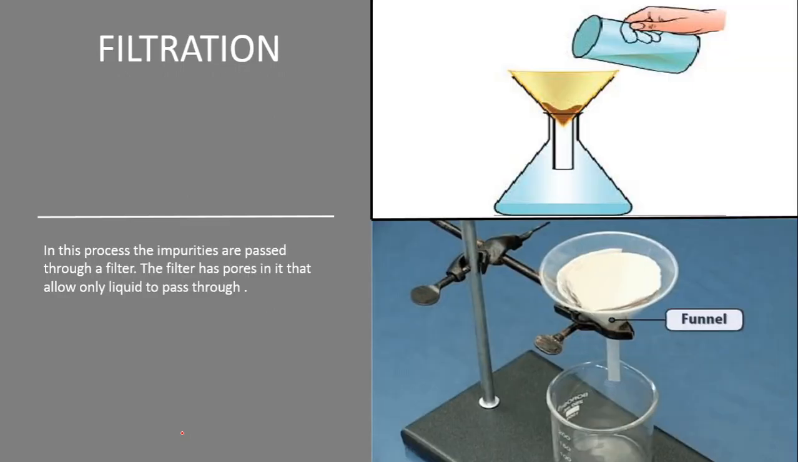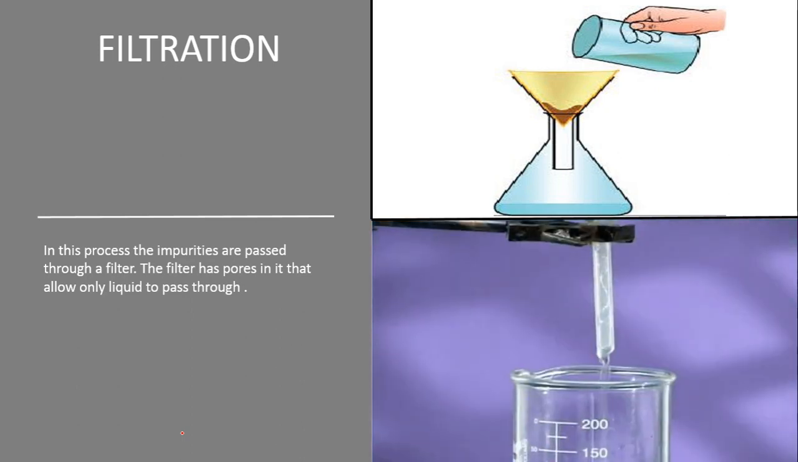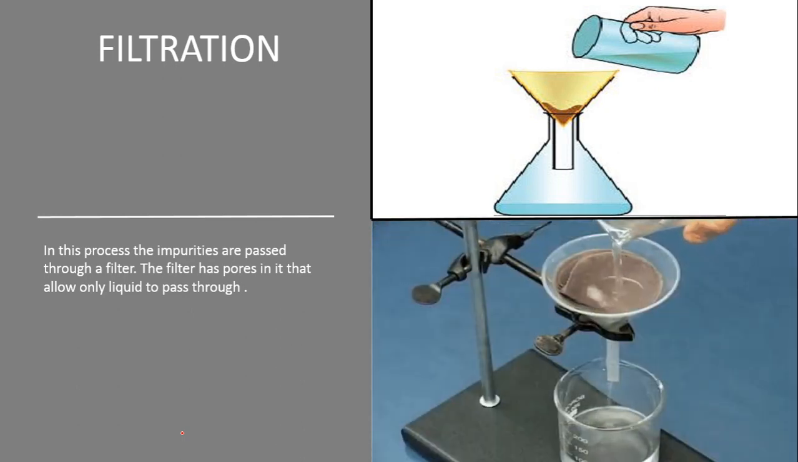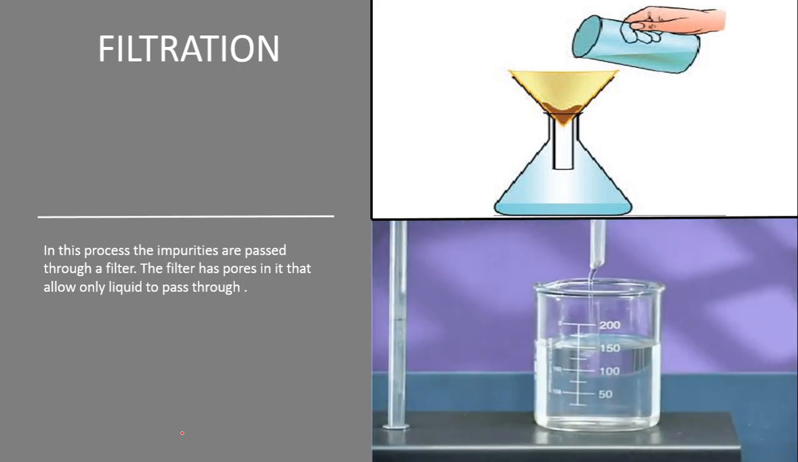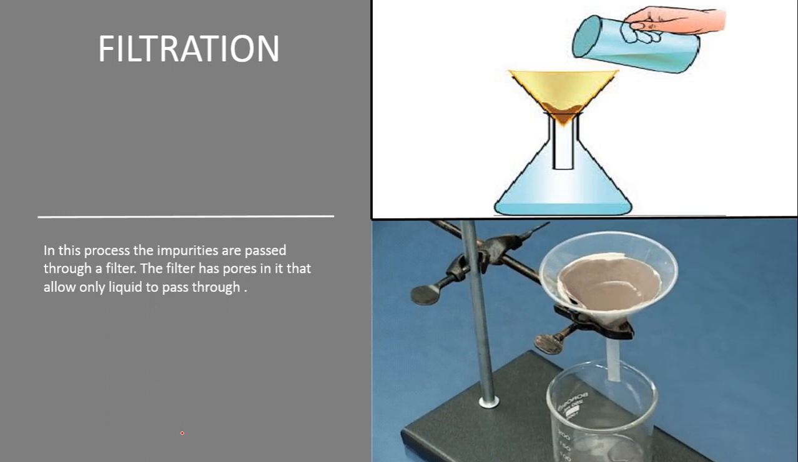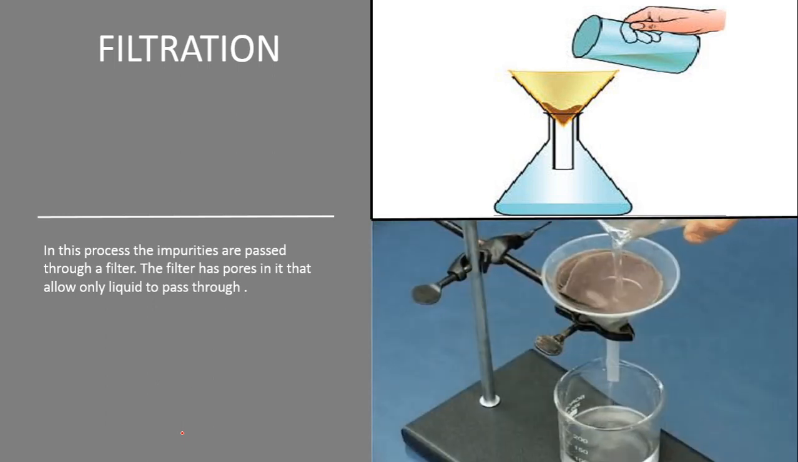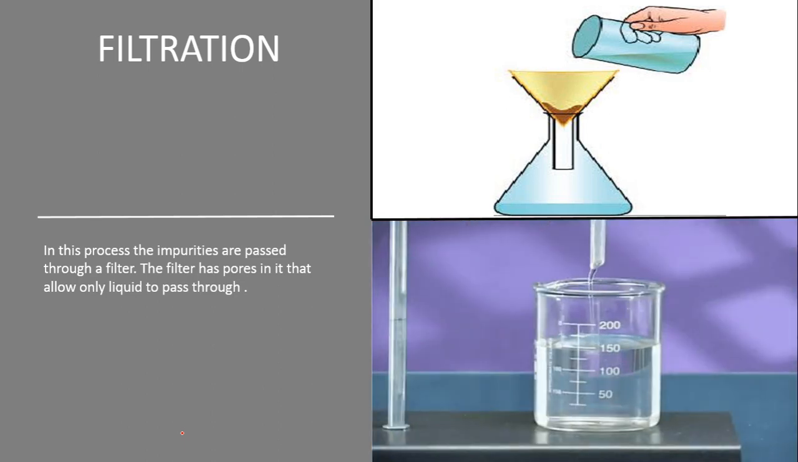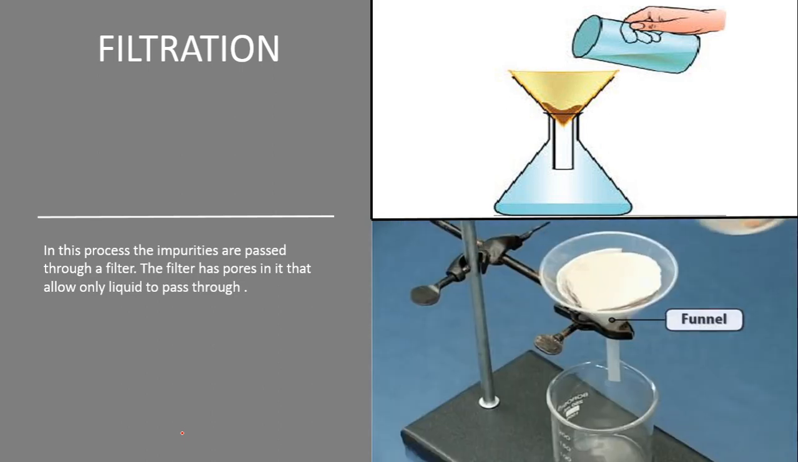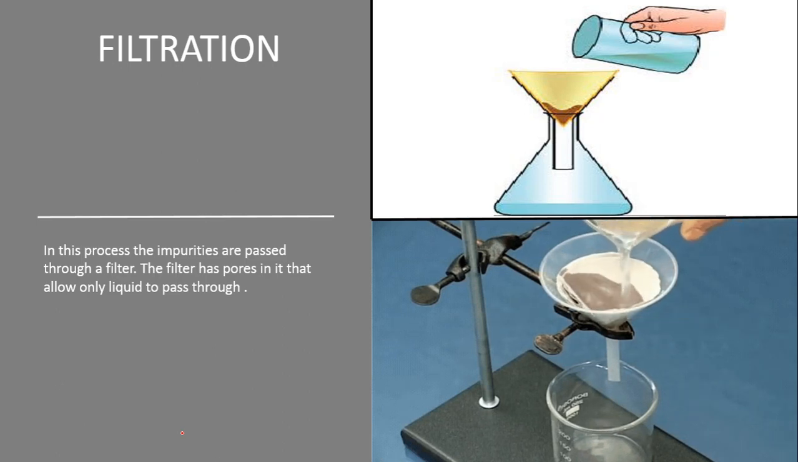Now, the last one is filtration. In this process, the impurities are passed through a filter. The filter has pores in it that allow only liquid to pass through. As you can see here, the impure water is passing through a filter, which is filter paper, and as a result of this process, clean water is obtained.